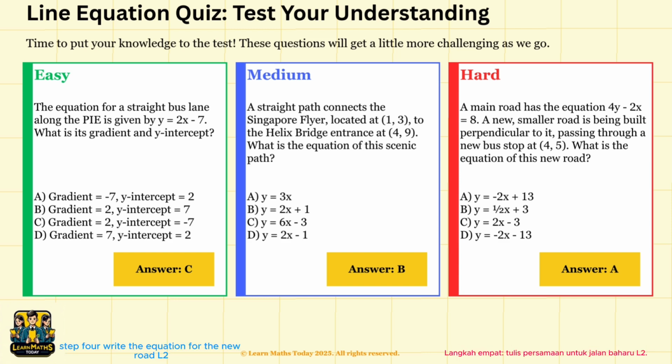Step 4. Write the equation for the new road L2, with m equals to negative 2 and c equals to 13. The equation is y equals to negative 2x plus 13. Therefore, the correct answer is A. y equals to negative 2x plus 13.